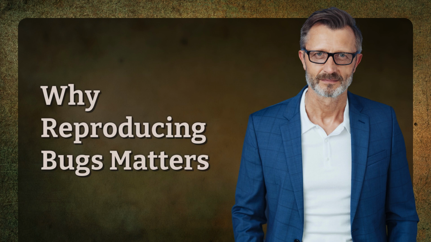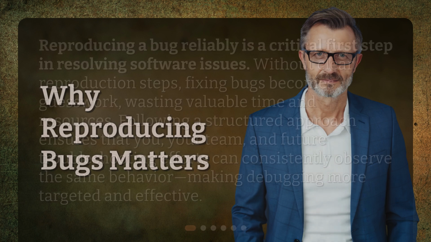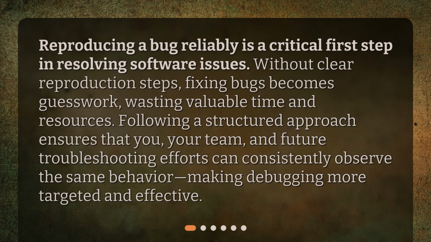Why reproducing bugs matters. Reproducing a bug reliably is a critical first step in resolving software issues. Without clear reproduction steps, fixing bugs becomes guesswork, wasting valuable time and resources. Following the structured approach ensures that you, your team, and future troubleshooting efforts can consistently observe the same behavior, making debugging more targeted and effective.